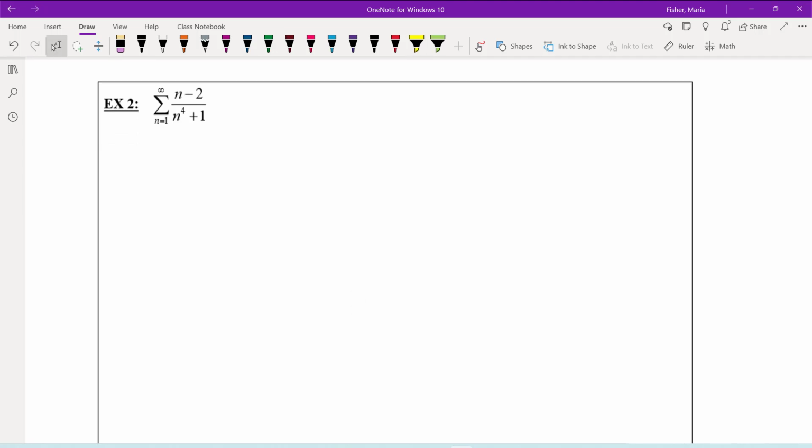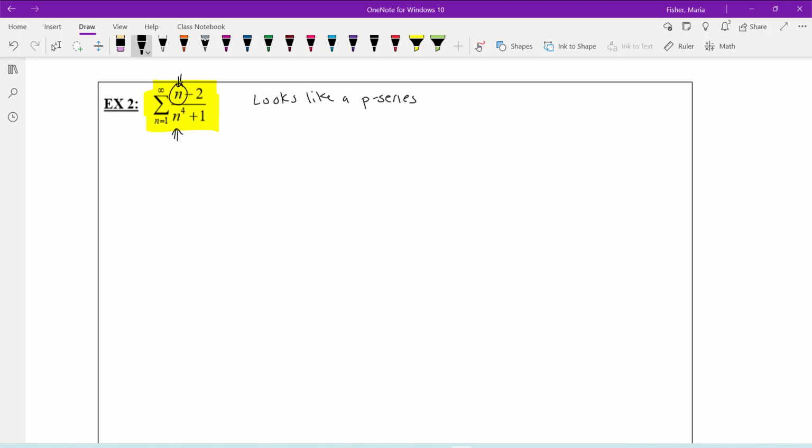Number 2. Again, we're supposed to use the direct comparison test to determine the convergence or divergence of the series. The first thing we do is figure out, do I look like a p-series or do I look like a geometric series? Well, I look like a p-series. Why? Because it's a variable raised to a power. Which p-series should I compare it to? We'll look at those leading terms.